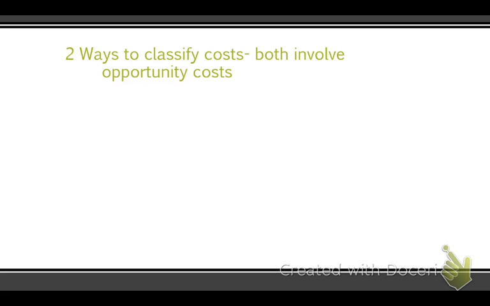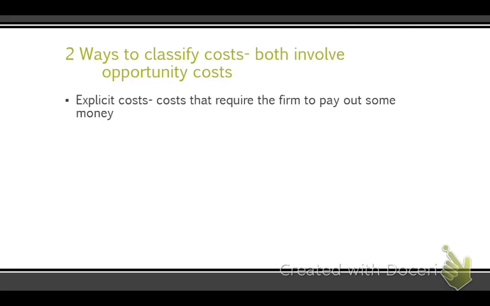There are two ways to classify costs. Both involve opportunity costs. Okay? One is explicit costs. Explicit costs are costs required for the firm to pay some money. So if you're producing something, the cost you pay for the supplies to produce it, that's an explicit cost. What you pay your workers to do the work, that's an explicit cost. It's a tangible cost. Money is changing hands.